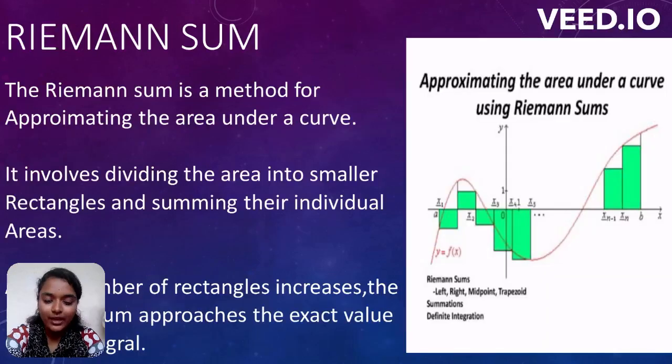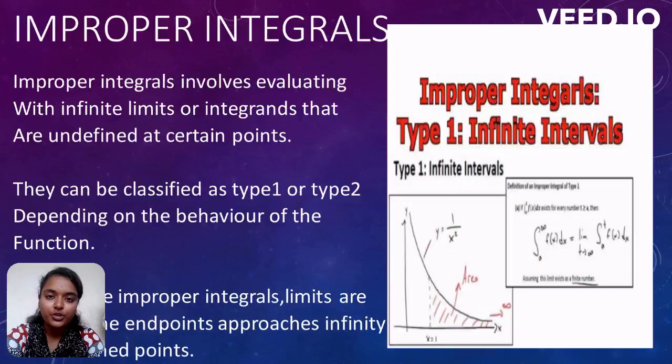Now let us see about the Riemann sum. The Riemann sum is a method for approximating the area under a curve. It involves dividing the area into smaller rectangles and summing their individual areas. As the number of rectangles increases, the Riemann sum approaches the exact value of the integral.